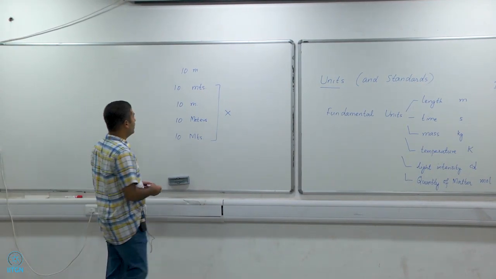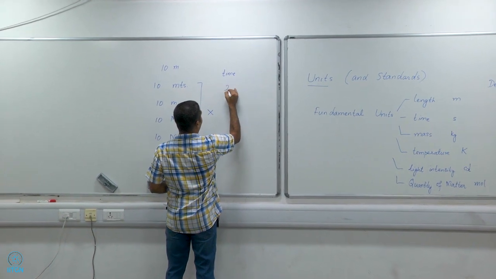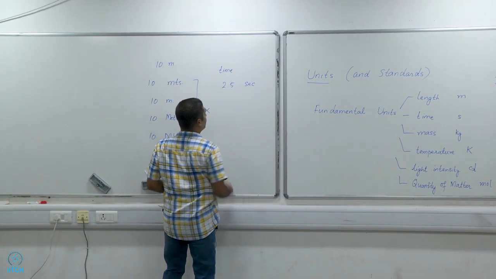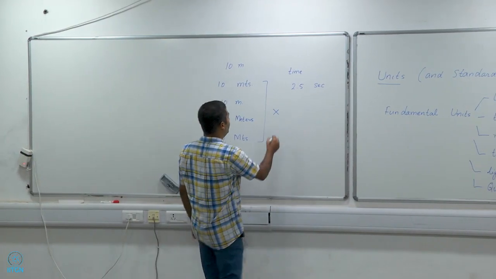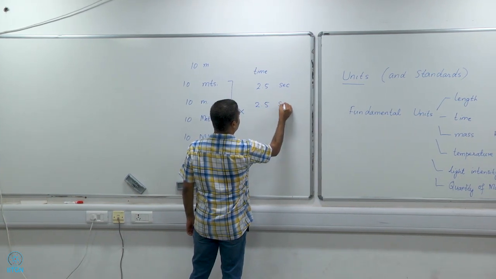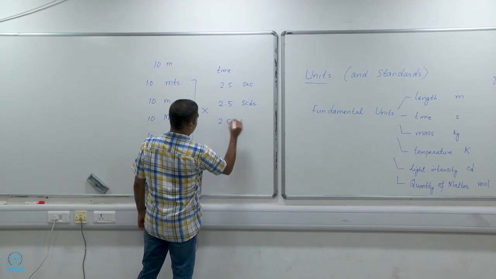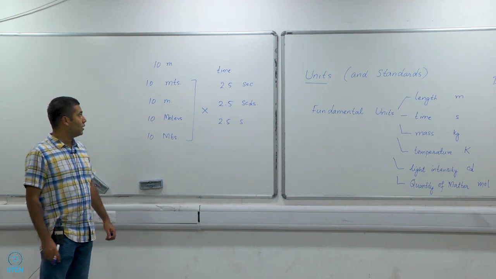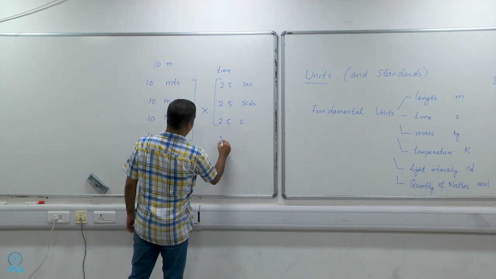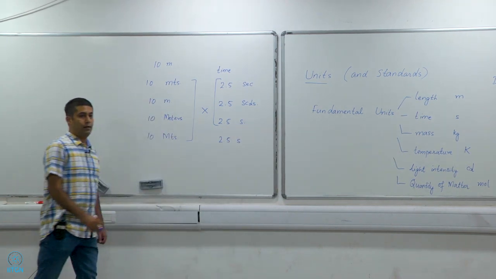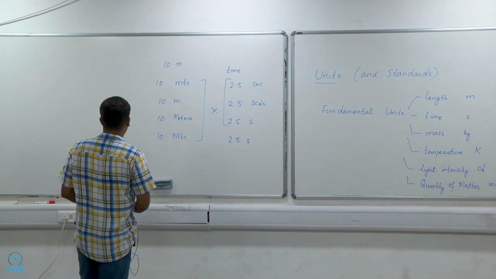And similarly, for time, you will see people write 2.5 seconds like this. You will see people write it otherwise, or they write something like that. And again, all of these are wrong. There is only one way to write 2.5 seconds, and that is this, with a lowercase s, not with a capital.